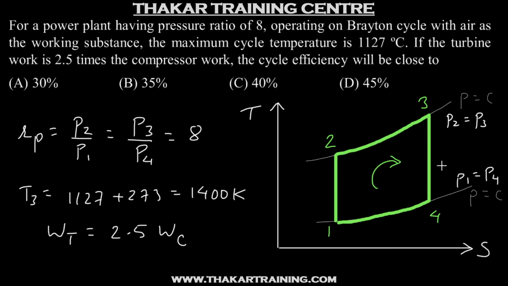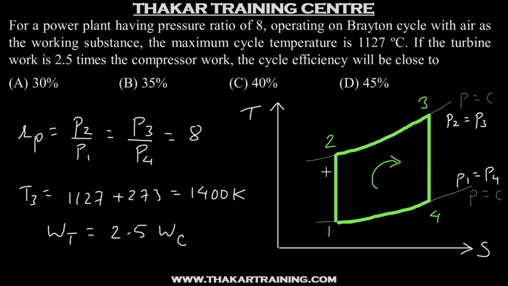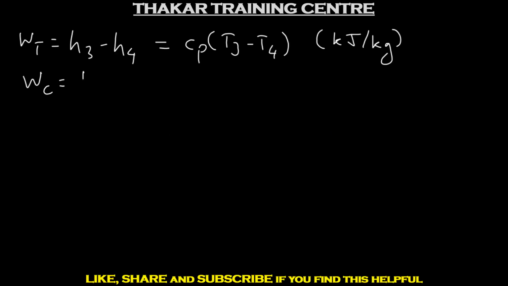Now what is turbine work given by? Turbine work will be H3 minus H4. So we have Wt equal to H3 minus H4 and taking the ideal case assumption, this will be Cp into T3 minus T4. This is of course in kilojoule per kg units. Similarly, compressor work Wc, compression is 1 to 2. So compressor work magnitude will be H2 minus H1. So this is H2 minus H1 and again this will be Cp into T2 minus T1. This again will be in kilojoule per kg.